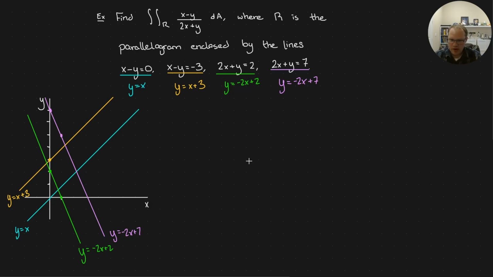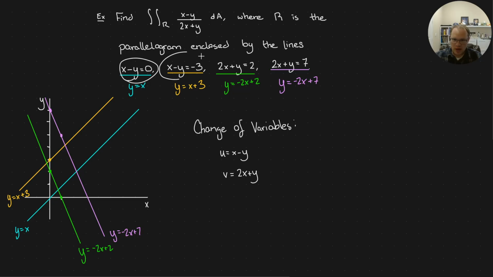Okay, so I'm going to make a change of variables. This would all be a lot simpler if u was x minus y and v was 2x plus y. Okay, then these 2 lines would be u equals 0 and u equals -3. These 2 lines would be v equals 2 and v equals 7. And my integrand here would just be u divided by v. That all sounds a lot simpler. Okay, so let's make the change of variables.